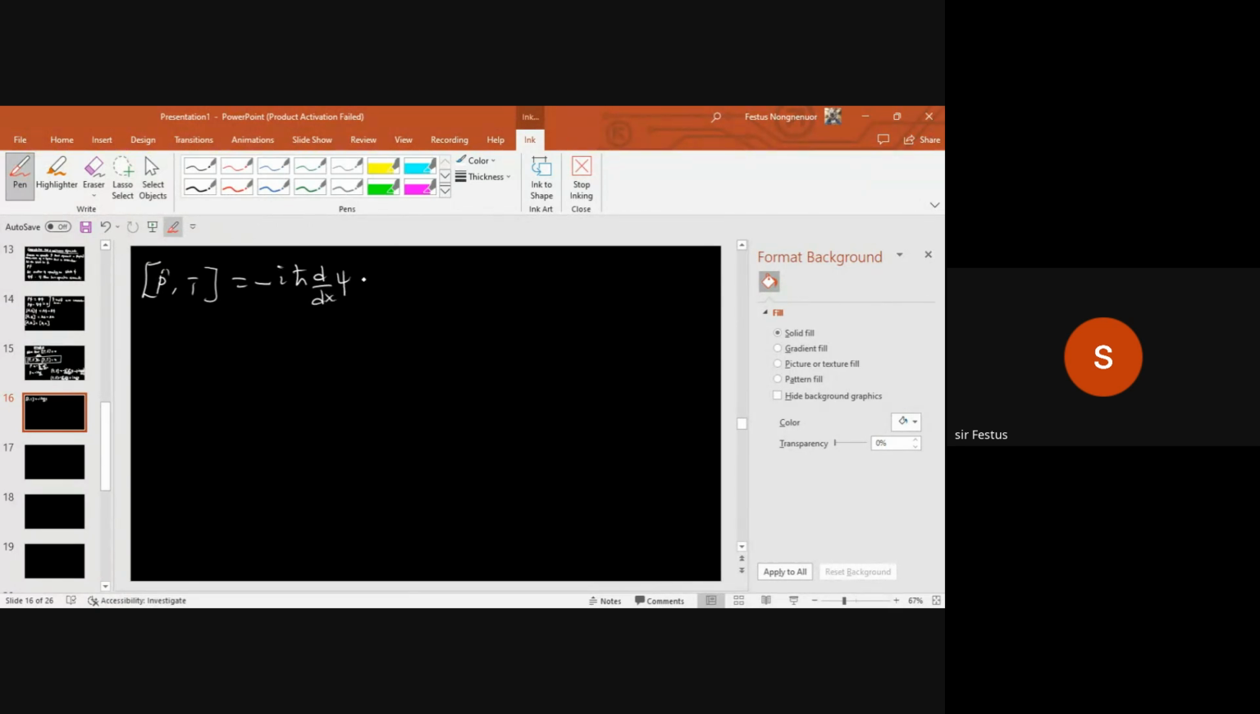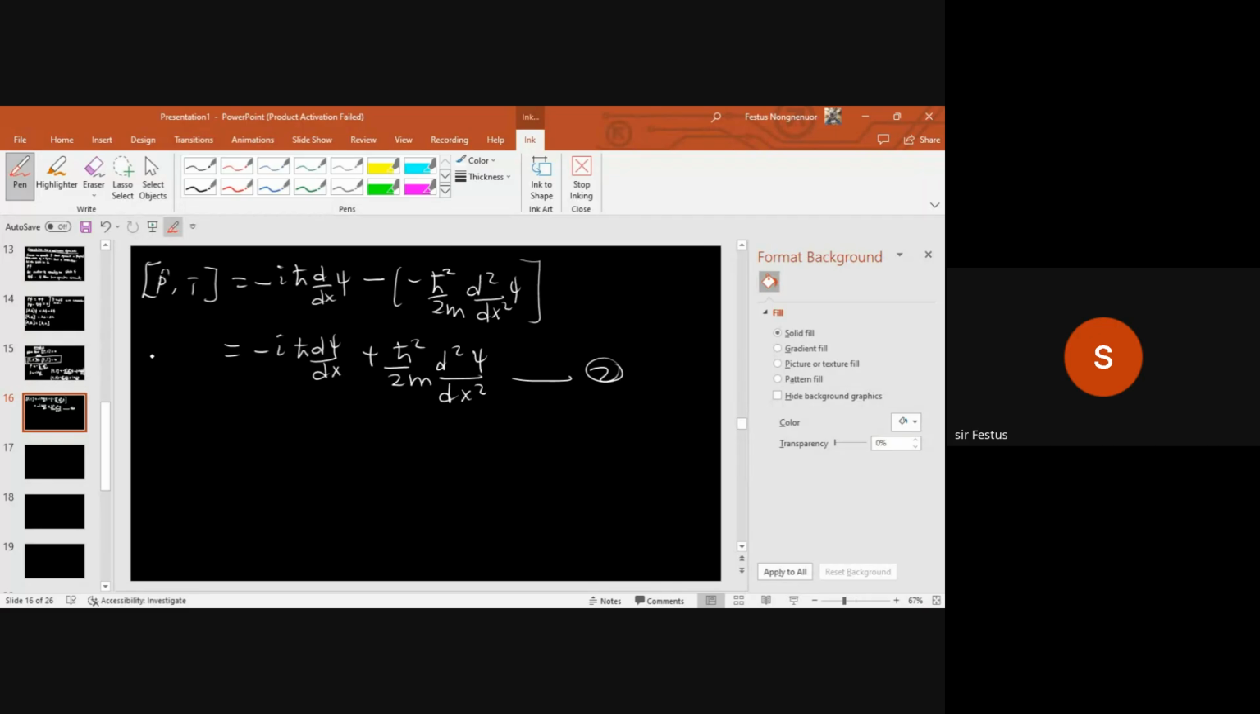Then you have minus, then this time you have minus 2. So minus h square over 2m, then d square the x then the wave function. So we simplify this. This gives you minus i h d psi on the x, then plus h square on 2m d square psi on the x square. So this is equation number 2. So this would be great.